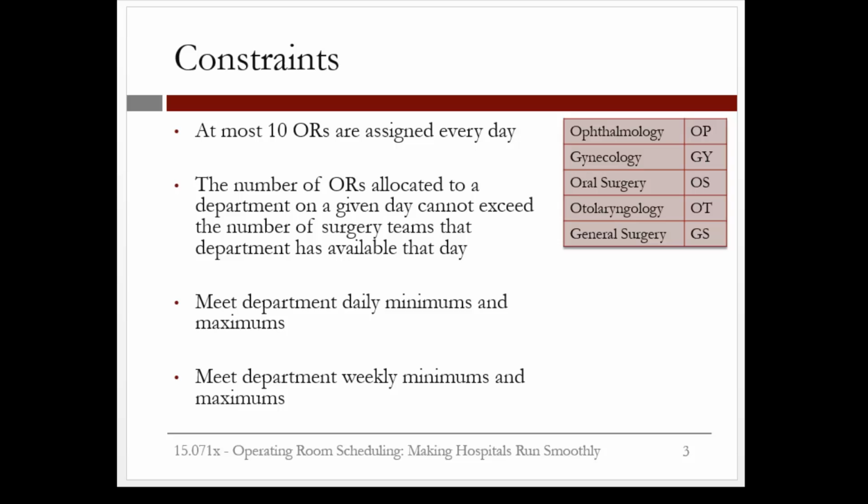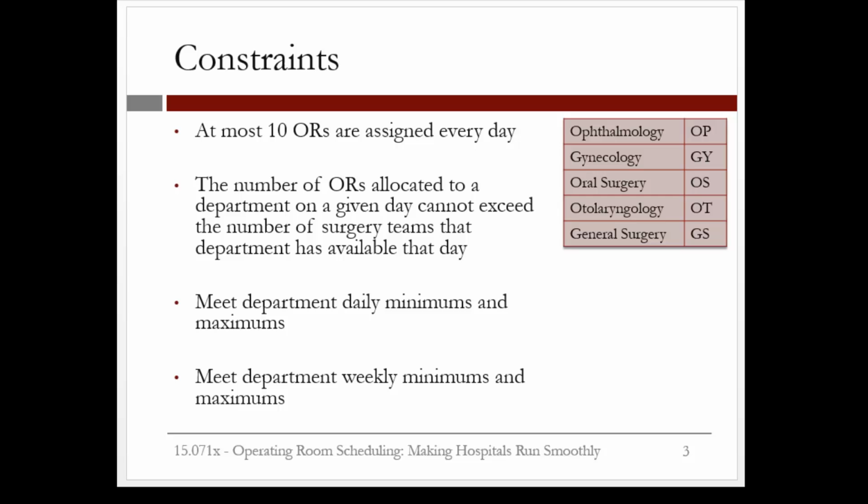Let's continue on to the constraints. Remember that Mount Sinai has 10 operating rooms. Therefore, at most 10 operating rooms can be assigned on any given day. Also, the number of operating rooms allocated to a department on a given day cannot exceed the number of surgery teams that the department has available that day. And as we said before, we must meet department daily minimums and maximums as well as weekly minimums and maximums.